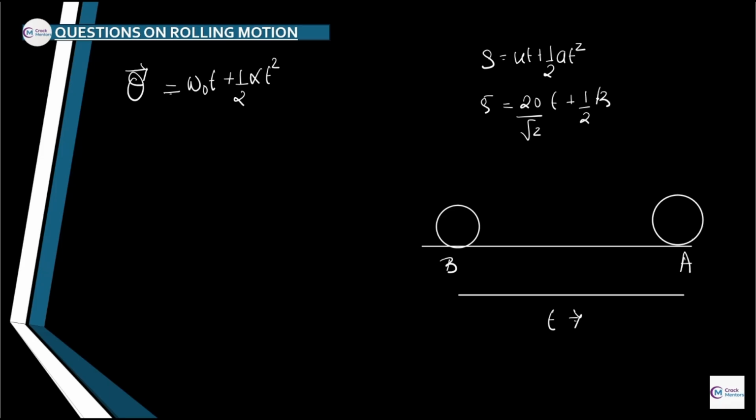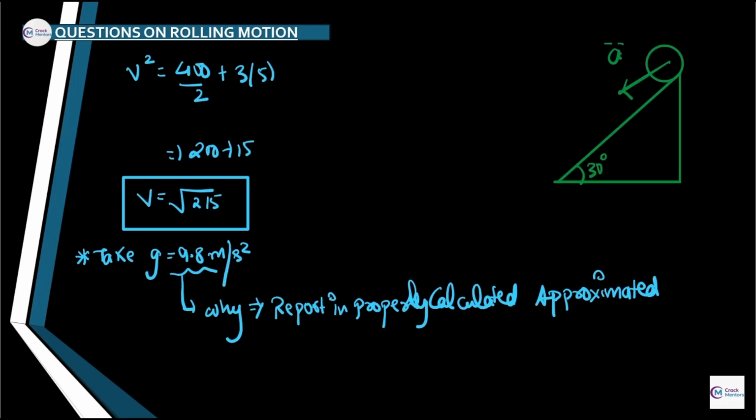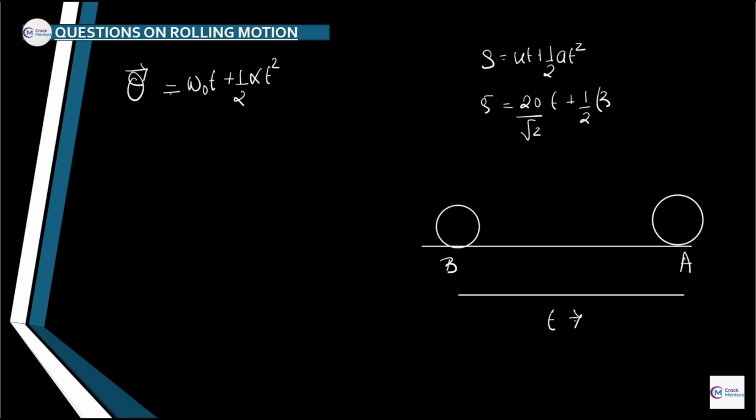Just give me a sec. I have done something wrong right here. Okay. S equals ut plus half at square. It must be minus right here. Minus half 3 t to the square.